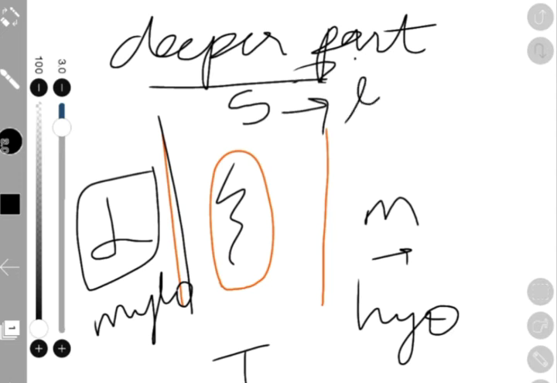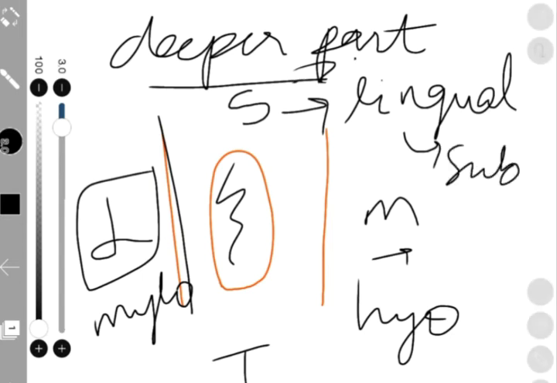Superiorly you will have the lingual nerve. You have the lingual nerve hanging from the submandibular ganglion. Remember, submandibular ganglion. And inferiorly you will have the hypoglossal nerve. The hypoglossal nerve is the 12th cranial nerve. So these are the relations of the deeper part.